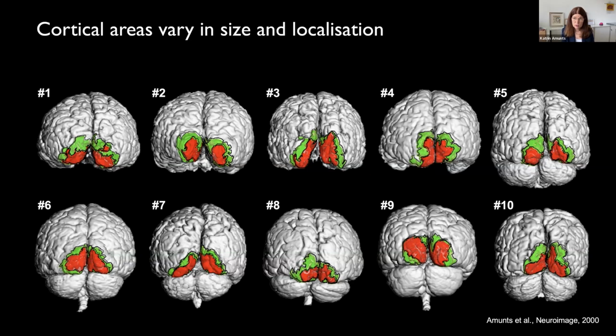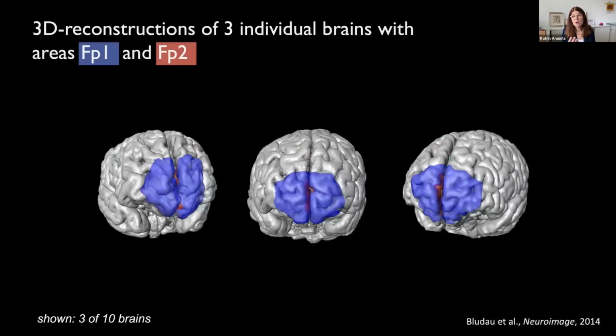So again, we have a lot of variability, significant variability, but we also have areas that cannot be nicely predicted by gyri and sulci. So how to solve this situation?